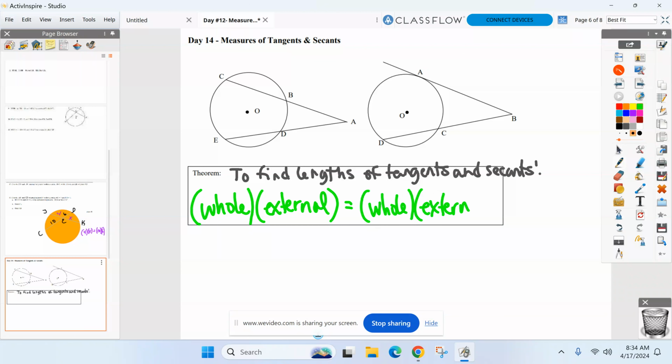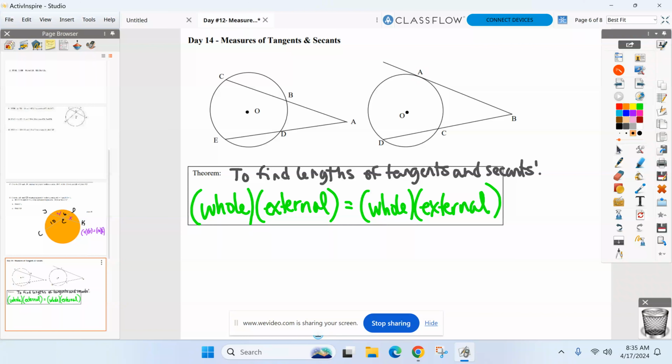That is how we're going to find the lengths of all these tangents and secants, by using this phrase. Whole times external equals whole times external. Can you go back up to my first diagram? Because I actually want to show you what this means here before we put numbers on the diagrams.